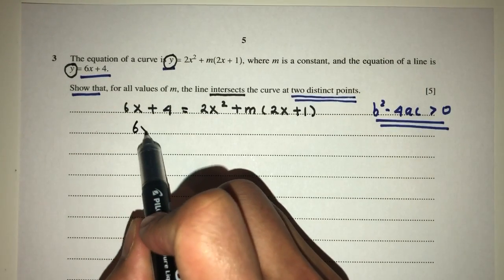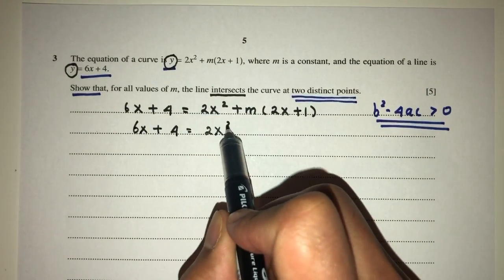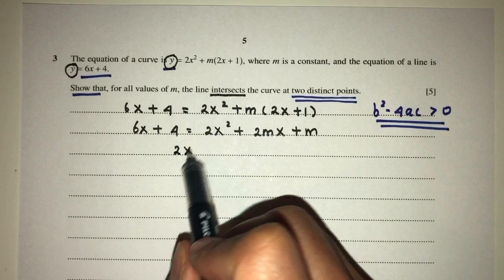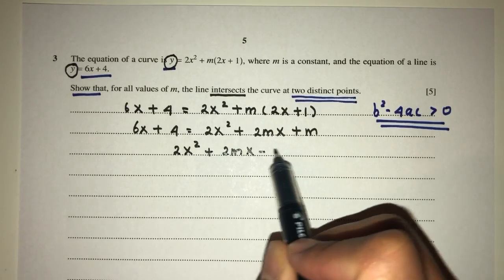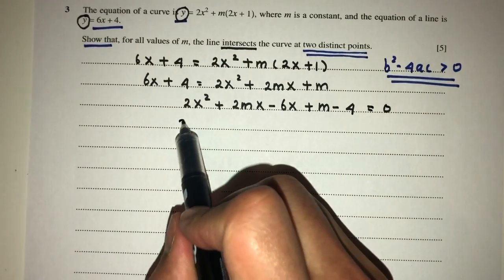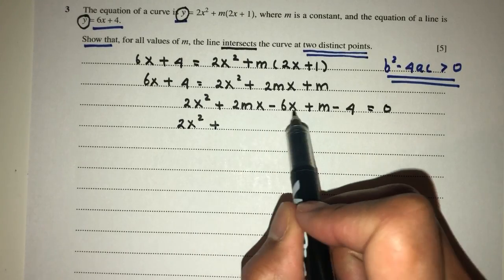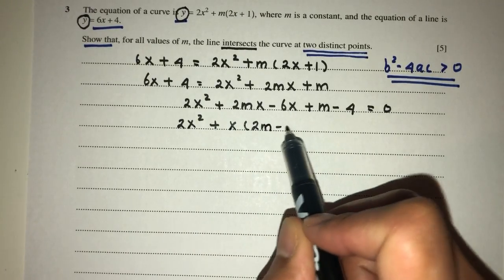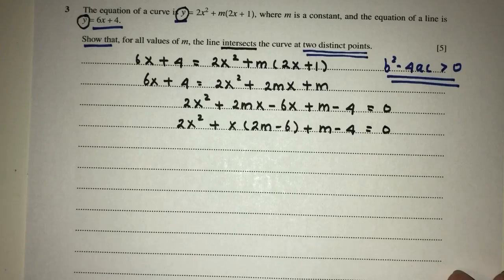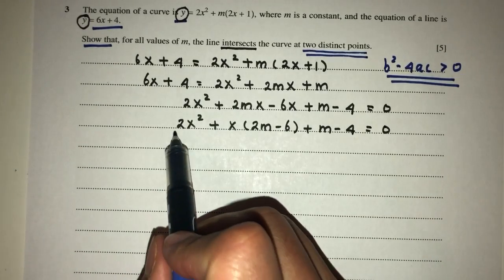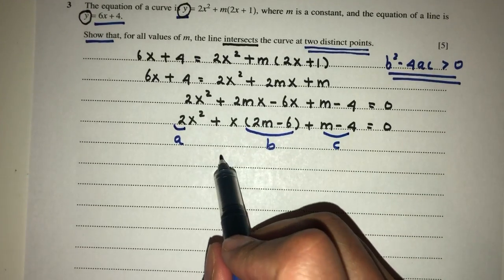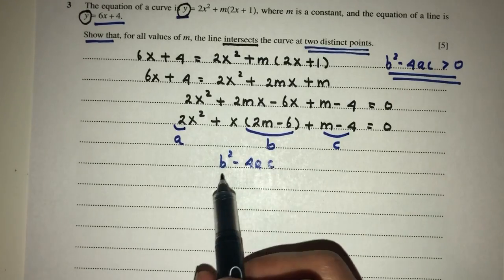Simplify. That will be 6x plus 4 equal to 2x squared plus 2mx plus m. Send everything to one side, you will have 2x squared plus 2mx minus 6x plus m minus 4 is equal to 0. Simplify, we can factorize the x outside. You will have 2x squared plus x(2m minus 6) plus m minus 4 equal to 0. Now you can see it looks like a quadratic equation. Here is a, that is b, and that is c. So we have to find b squared minus 4ac and show that it is more than 0.